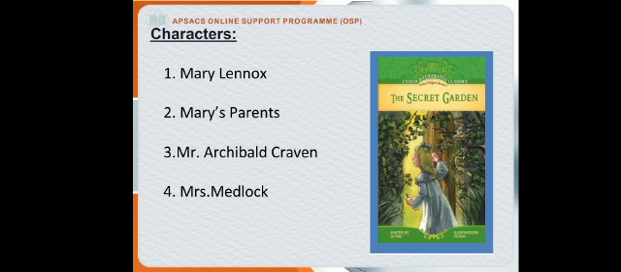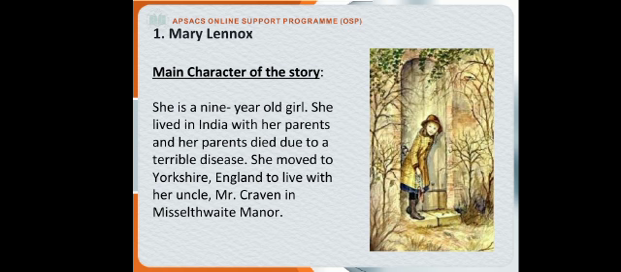The characters are Mary Lennox, Mary's parents, Mr. Archibald Craven, Mrs. Medlock. Mary Lennox is the main character of the story. She is a 9-year-old girl. She lived in India with her parents and her parents died due to a terrible disease. She moved to Yorkshire, England to live with her uncle, Mr. Craven, in Misselthwaite Manor.